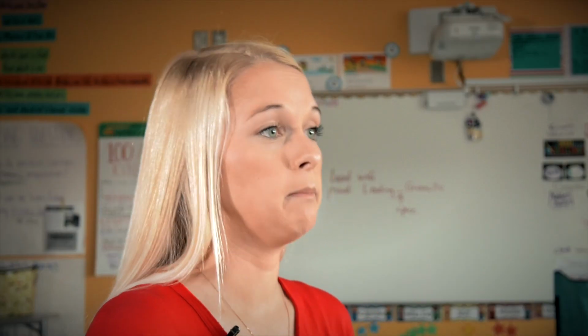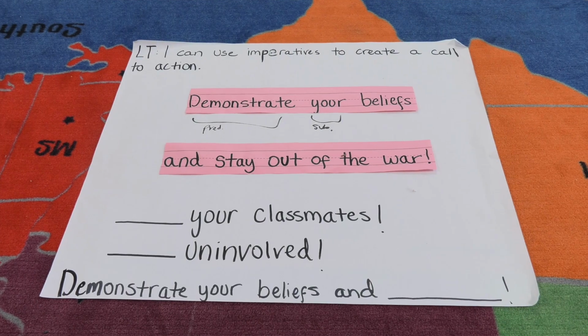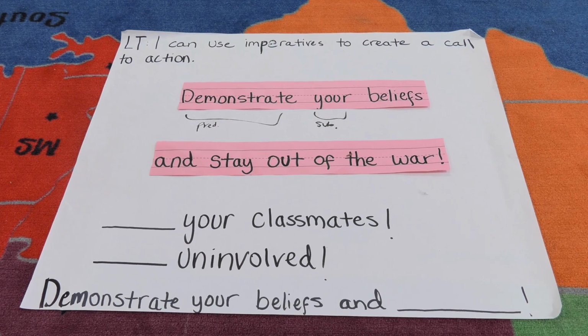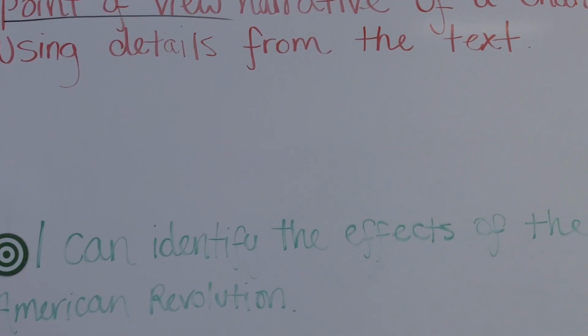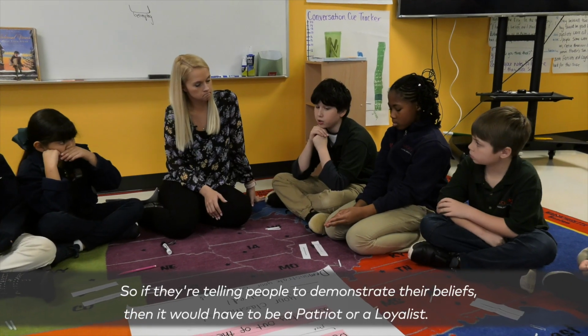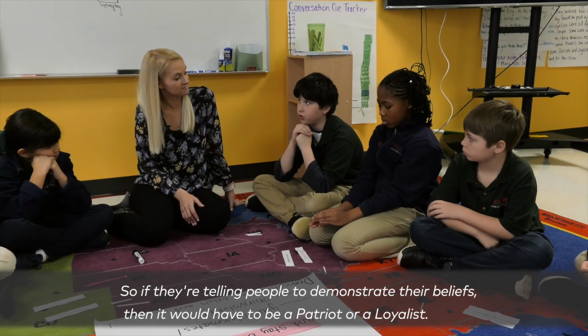Some sentences I want to get just solely meaning out of it, and some I focus more on the grammar. I just look at the sentence beforehand and I say, what do my students need to know about this sentence? How is it going to help them understand the content that we're learning about better? If they're telling the people to demonstrate their beliefs, then they would have to be a patriot or a loyalist.